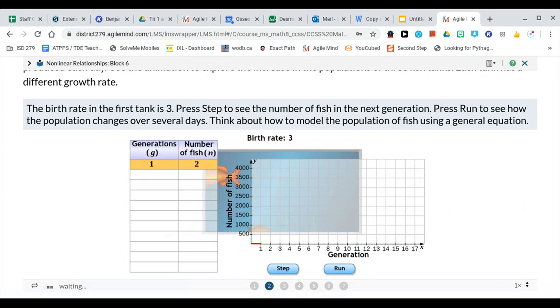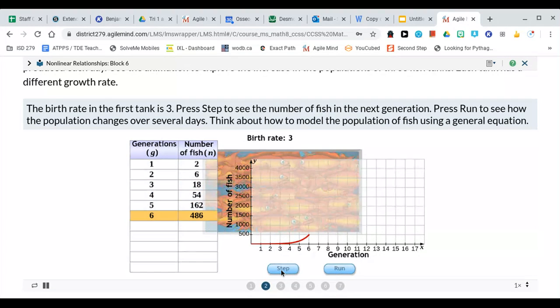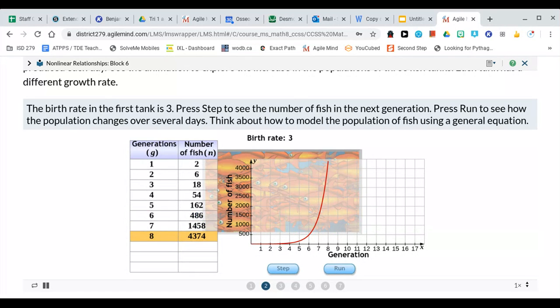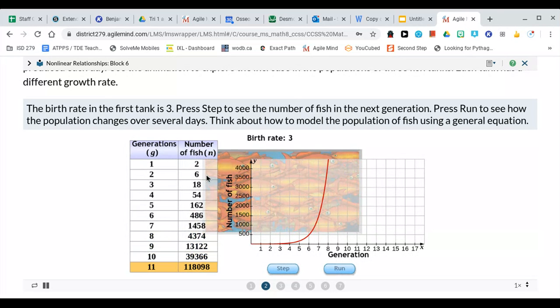So here's her table, here's her graph. If we want to do 1 step, 2 step, you keep pressing the steps, or we could run it, and it will go up by the number of generations each time. Look as the numbers grow. The numbers are getting very, very high. That's because it looks like if we go from 2 to 6 to 18 to 54, something's happening. There's a pattern there.